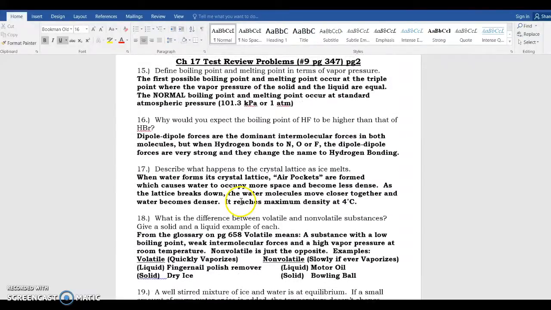And then make sure you know the relationship between intermolecular forces and boiling points and how those play a role. And when something is volatile, what that means is that it goes to a gas very easily, where non-volatile tends to stay in the liquid phase. Again, having to do with intermolecular forces.